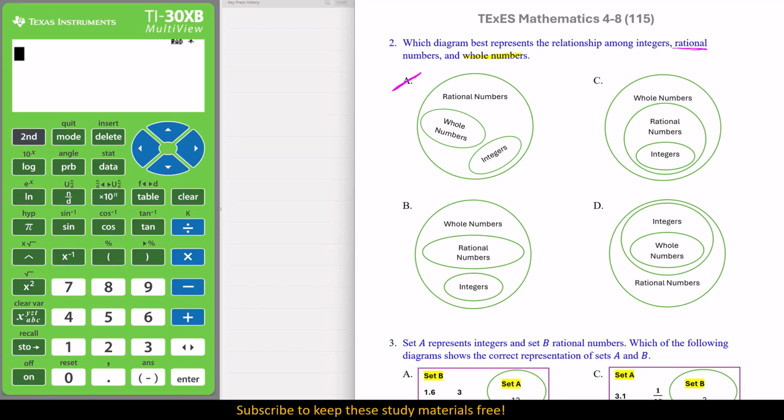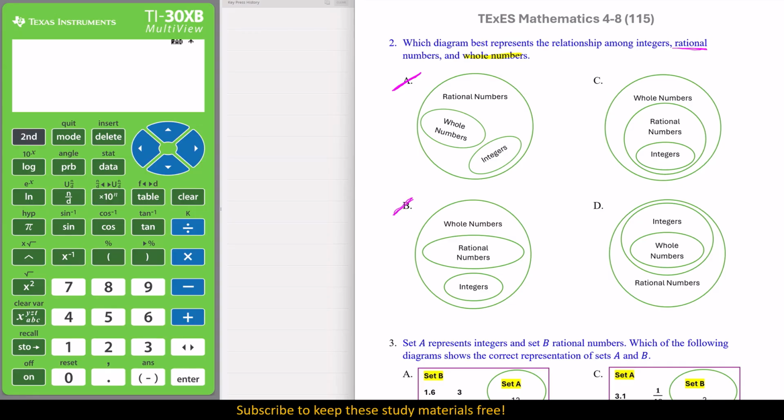Okay, B, same situation, and integers are a subset of rationals. They are not equivalent to each other or separate. Disjoint is what we see here. That's not the case. And whole numbers are a subset of integers. Integers are not a subset of whole numbers. And again, rational numbers are not a subset of whole numbers. So B will be incorrect.